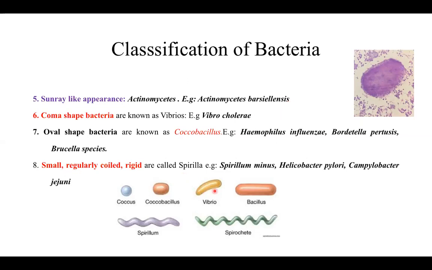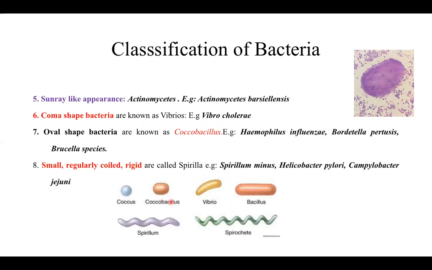Some bacteria appear in comma-shaped structures. These types of bacteria are known as vibrios. An example is Vibrio cholerae.